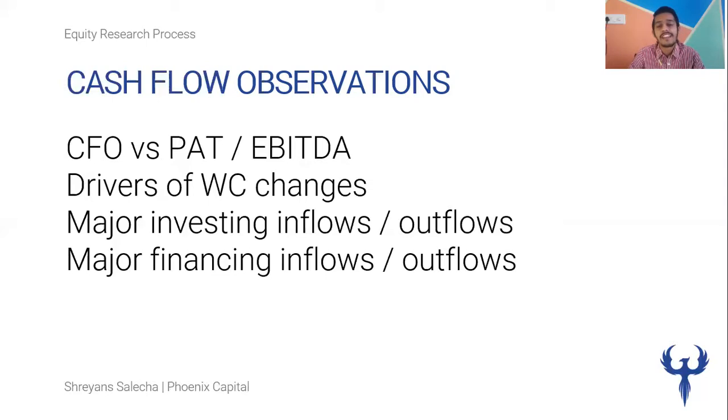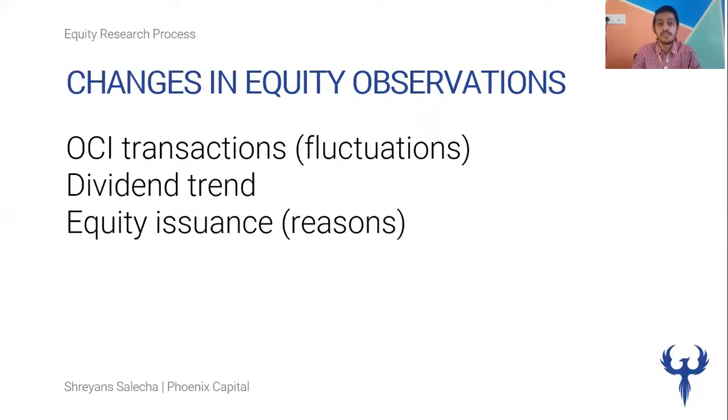Then we have major financing inflows and outflows, right? In most cases, this would be related to the repayment of borrowing. So borrowings would be one important item here. Then dividend would be another important item here. And if a company has raised any new equity capital as well, that would also be there. But more or less, these would be the major financing inflows or outflows. Then we have changes in equity. Now with changes in equity, again, there would be changes related to the payment of dividend, the trend of the dividend, then equity issuance as well.